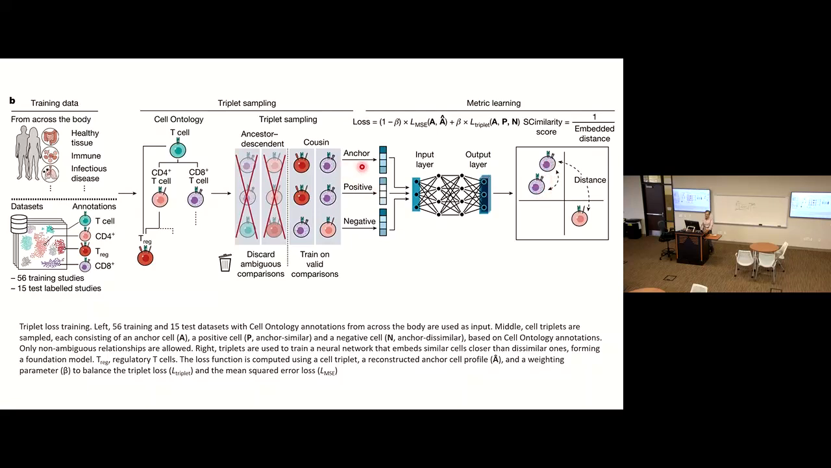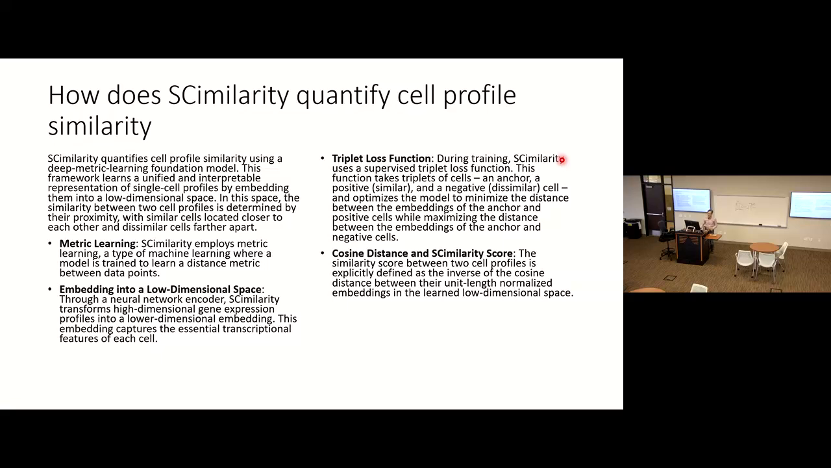Because you have anchor cells, these are reference. Use that reference as your label. Cells close to this reference will be labeled as the same type. Okay, so that's the whole framework. This is a major feature of this algorithm.